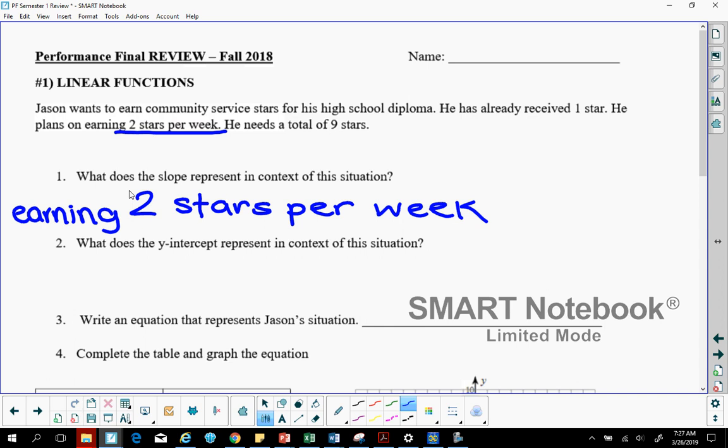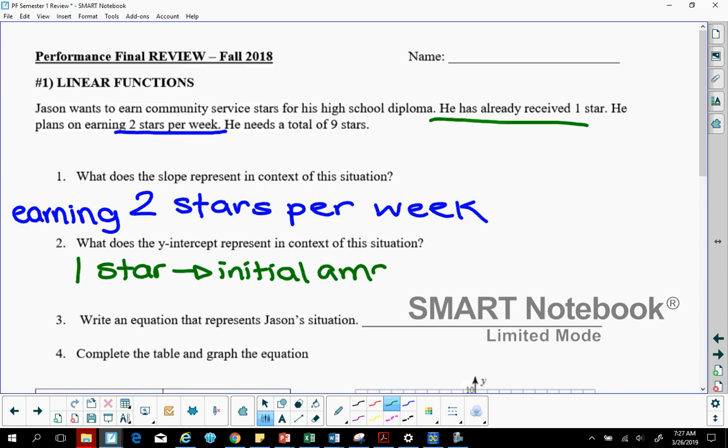You're almost there. Okay, what does the y-intercept represent? Or what is the y-intercept? You have a 50-50 shot because there's 2 numbers up there. What's the y-intercept? 1. Why? Yeah, so remember, initial is your y-intercept. So the 1 star represents his initial amount. So initial starting value, he initially started with 1 star.